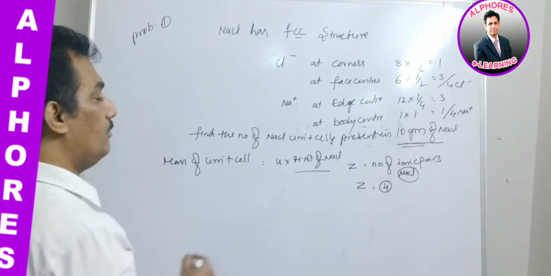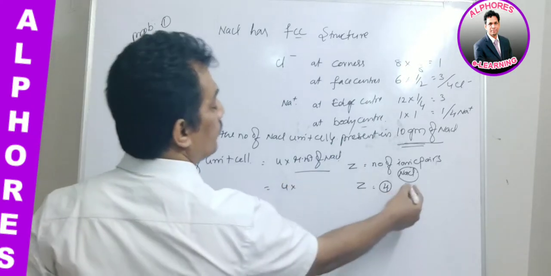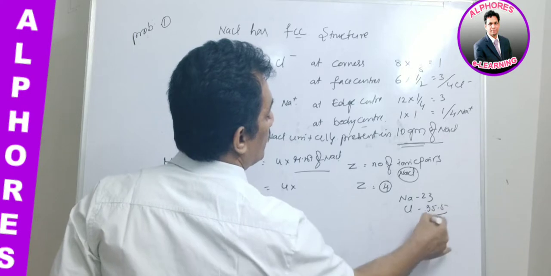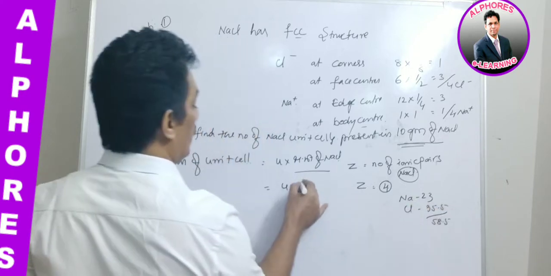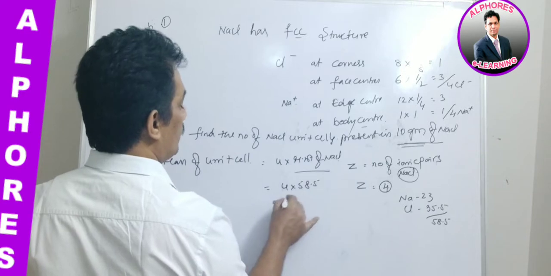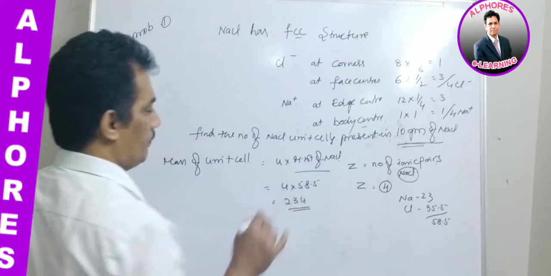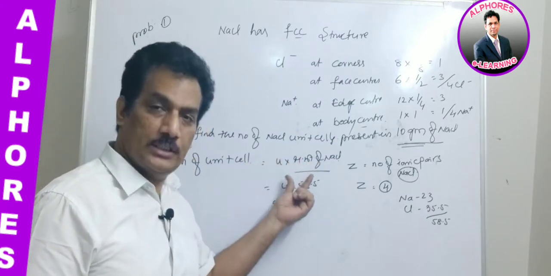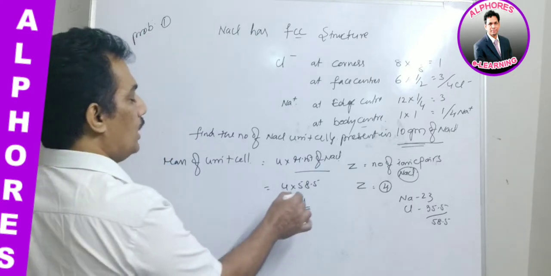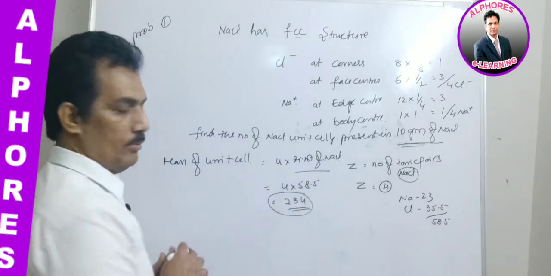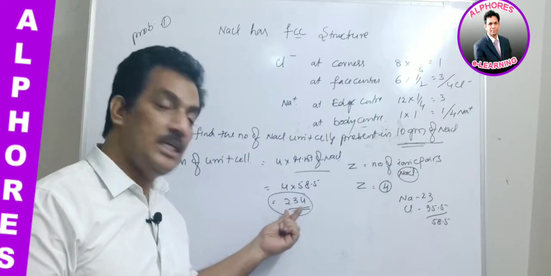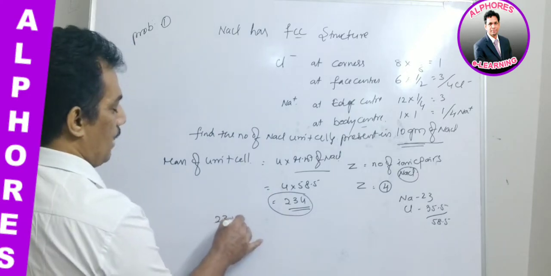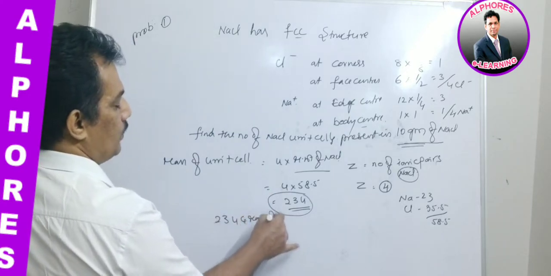4 into the molecular weight of NaCl. What is the molecular weight of NaCl? Na is 23, Cl is 35.5, total 58.5, and now 4 into 58.5 is equal to 234, because 4 NaCl pairs are present in one unit cell. Clear? And now 234 is nothing but the mass of the unit cell. If we are considering this in grams, 234 gram is the mass of the unit cell.